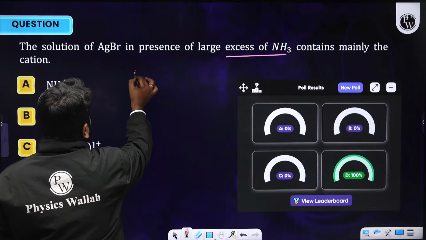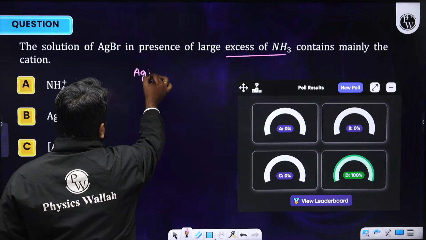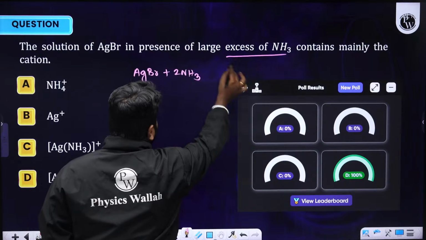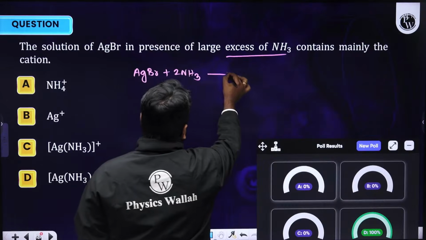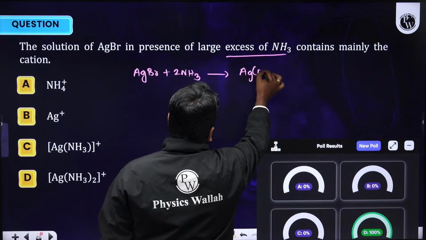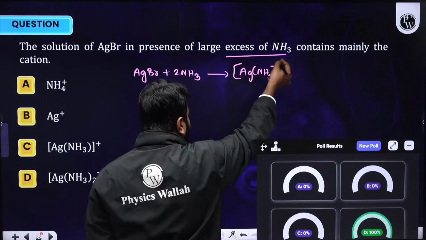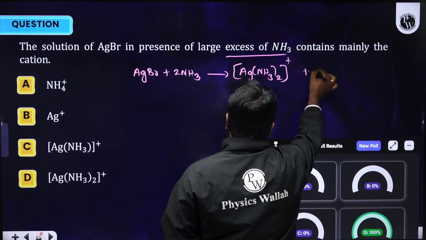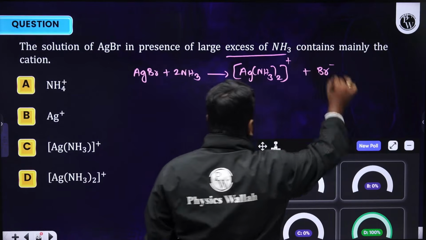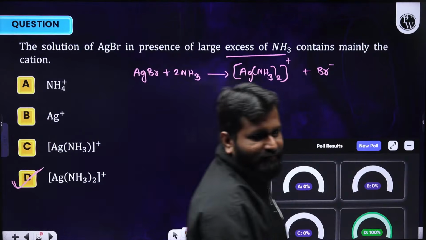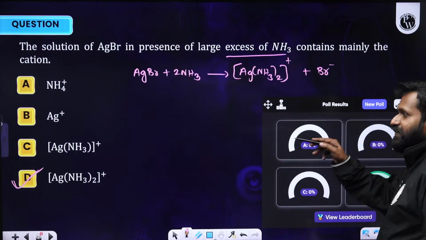Now what will happen? AgBr, if I treat with excess of NH3, they mentioned excess. So automatically we will be getting Ag(NH3)2. What is the silver stable state? Plus 1. So automatically we will be having Br minus. So Ag(NH3)2 plus. Option D will be the correct answer.